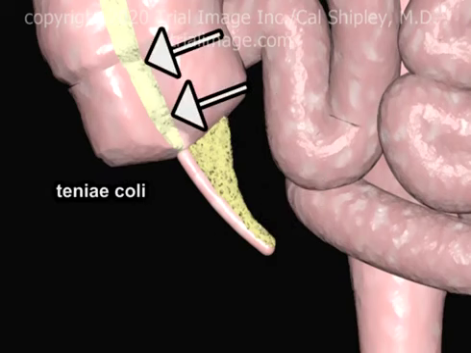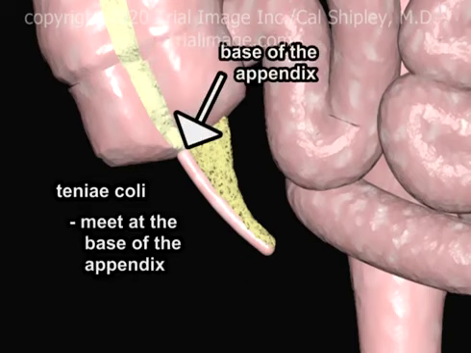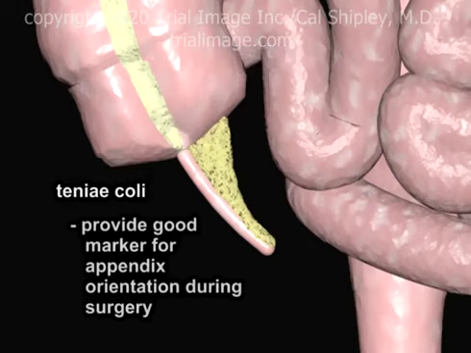The taenia coli are ribbons of smooth muscle which run longitudinally along the outside of the colon. Only one of the taenia can be seen from this viewpoint. The significance of the taenia coli is that they come together and meet at the base of the appendix. As such, they can provide an excellent marker for the orientation of the appendix during appendectomy.